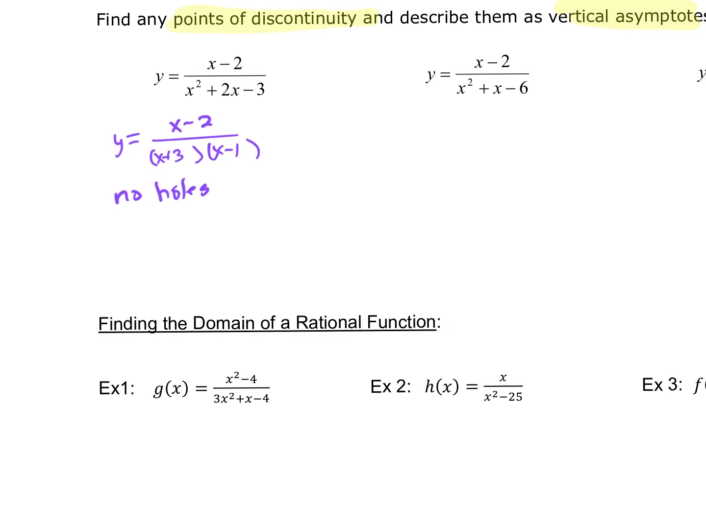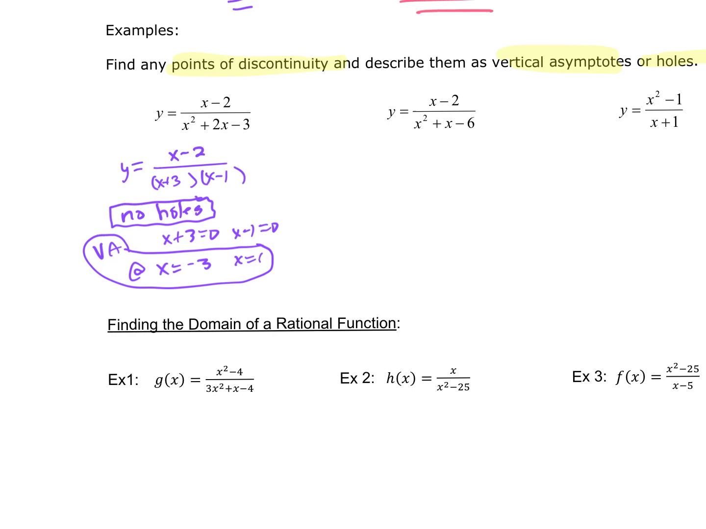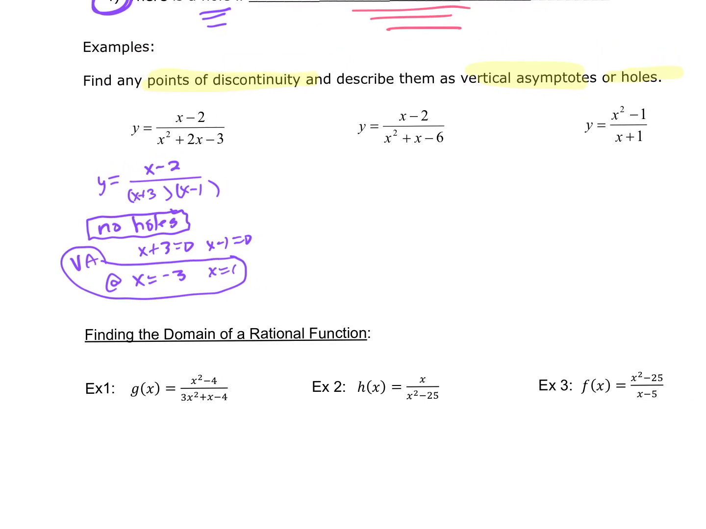But what we do have to do is figure out where our vertical asymptotes are, and that would mean that we set x plus 3 equal to 0 and get that x equals negative 3. And then x minus 1 equals 0, and we get that x equals 1. So our vertical asymptotes are at x equals negative 3 and positive 1. So there are 2 points of discontinuity on this graph.